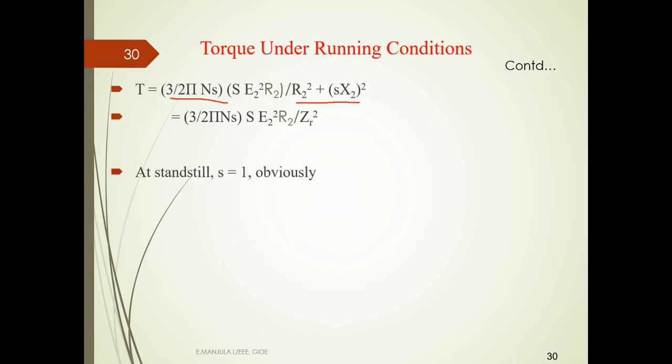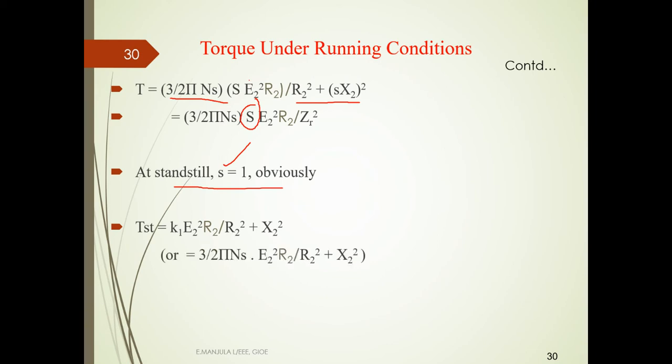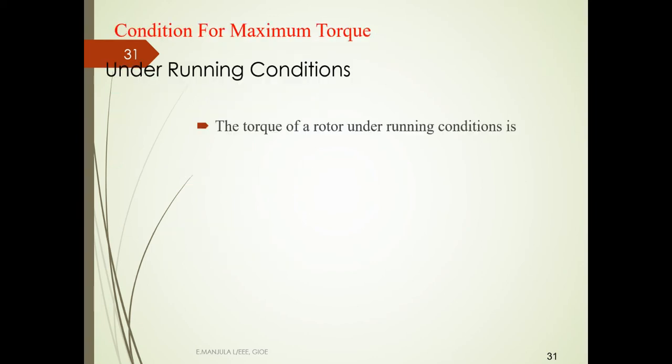So at standstill, what happens? We know that S is equal to 1. So substituting here S is 1, so here K1 is equal to E2 square R2 divided by R2 square plus X2 square, because S is 1 here. So we know that K1 is equal to 3 by 2 pi ns into E2 square R2 divided by R2 square plus X2 square.